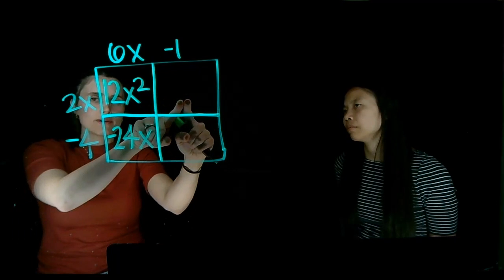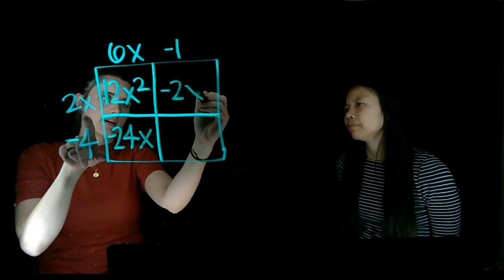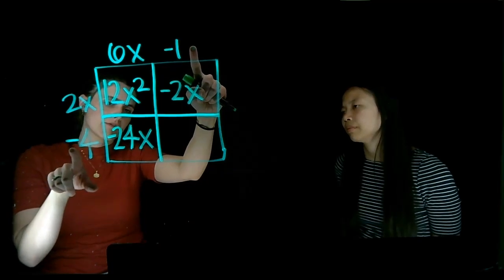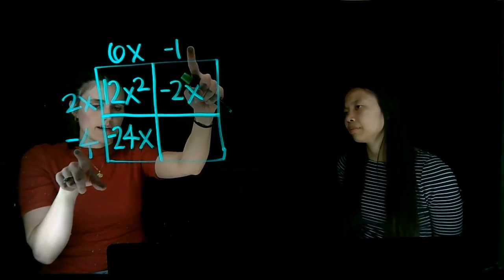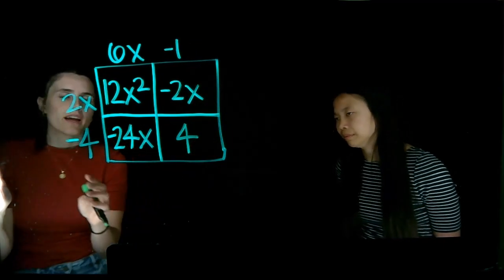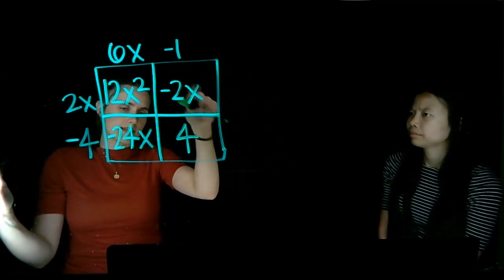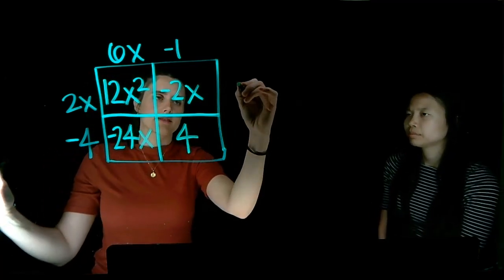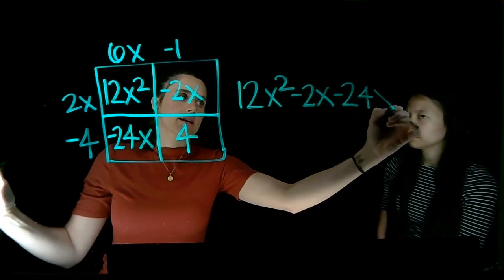Okay, and then we can come up here. We have 2x times negative 1. And that's going to give me a negative 2x. And then a negative 1 times a negative 4 will give me this box right here. When I multiply a negative times a negative, I have to remember that it turns into a positive. So negative 4 times a negative 1 will be positive 4. So now that I have all of this multiplied together, I can rewrite it as a sum of the whole inside added together. So I can rewrite this as 12x squared minus 2x minus 24x plus 4.